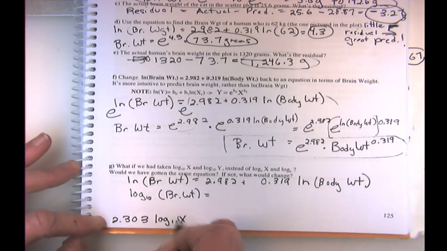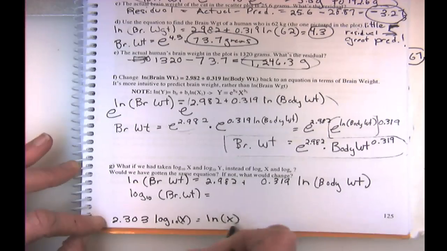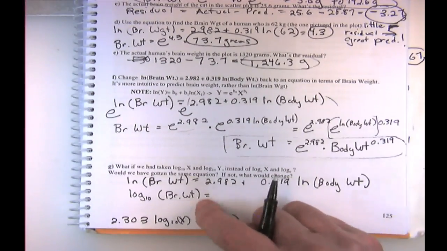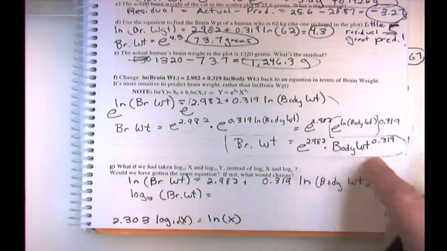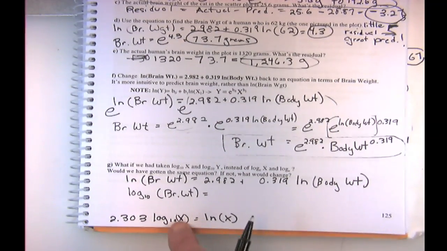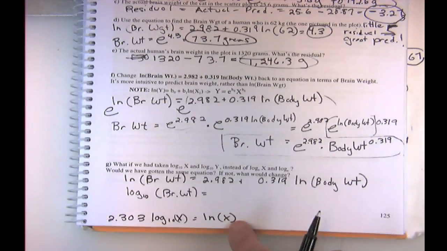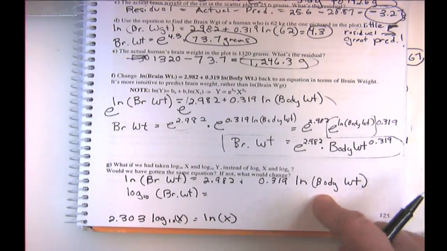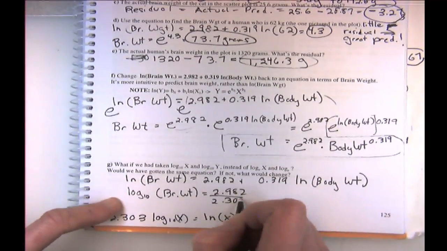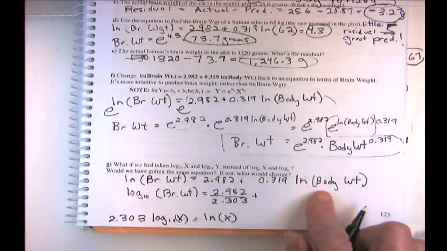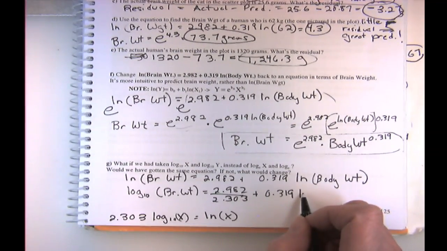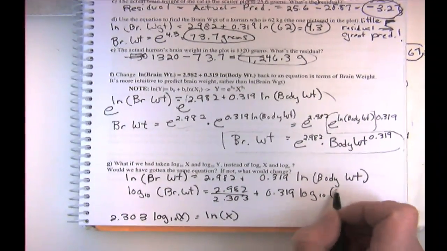Log base 10 of x is equal to the natural log of x divided by 2.303. So if I want to change from the natural log of x to log base 10 of x, I have to divide both sides of the equation by 2.303. So if I divide both sides by 2.303, I will get 2.982 divided by 2.303 plus, and then here I'll get exactly the same thing. It just changes this to log base 10 of the body weight.